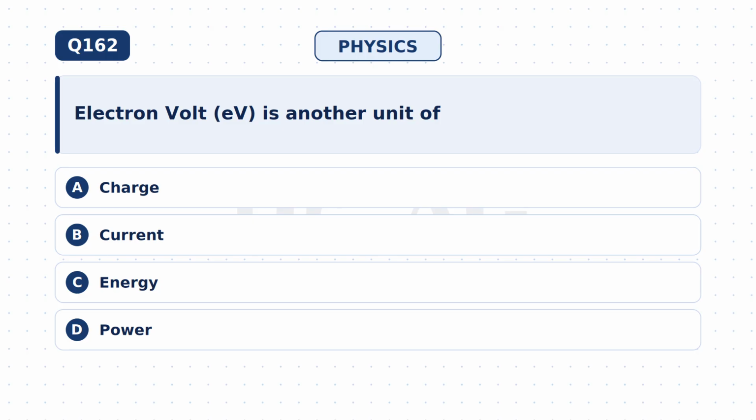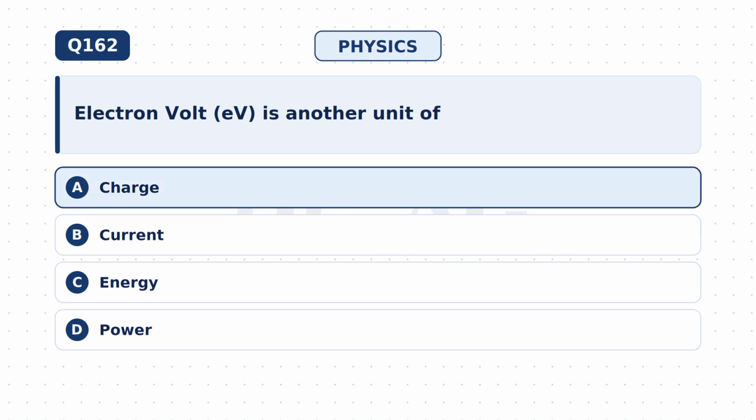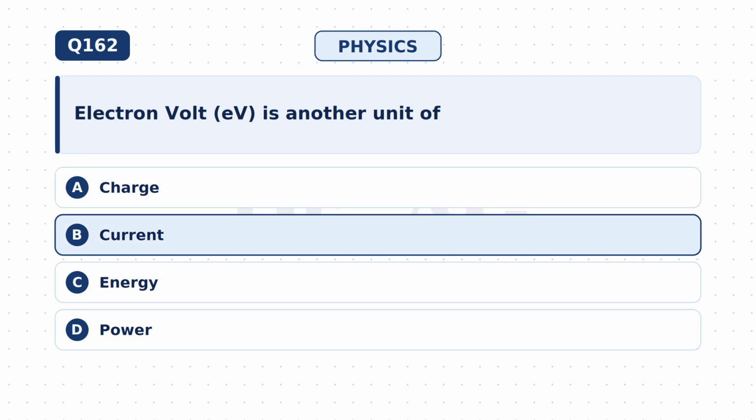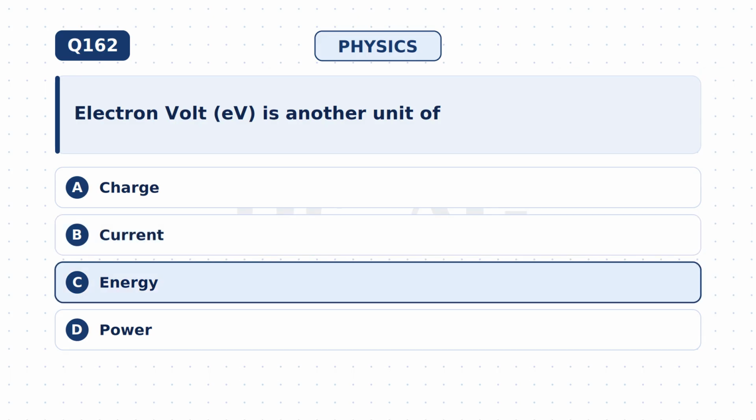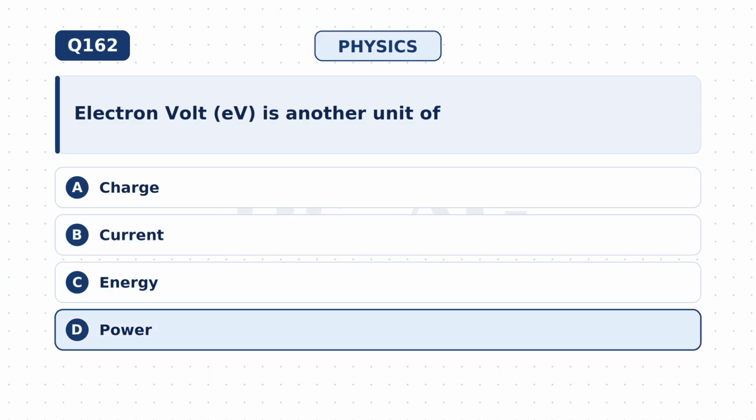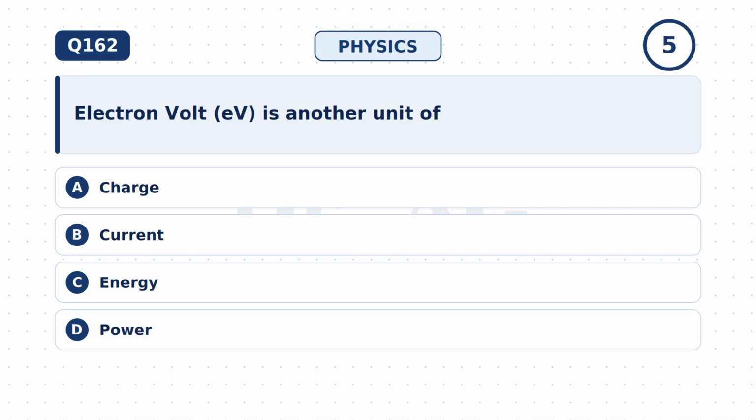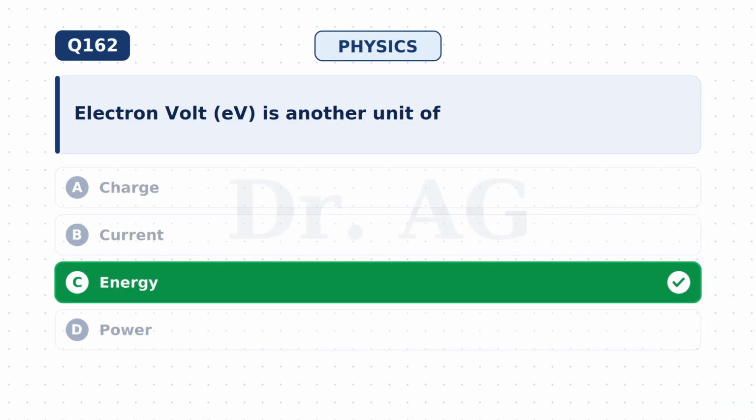Question 162. Electron volt is another unit of. Option A, charge. Option B, current. Option C, energy. Option D, power. The correct answer is C, energy.